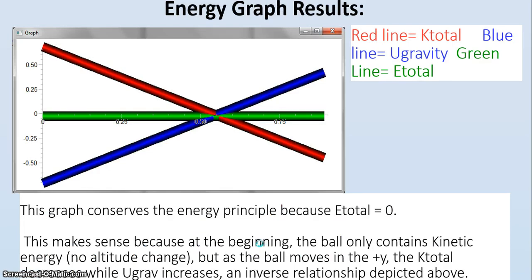And as we see, the green line is E total, and it is in fact at 0, where the red line is K total and the blue line is potential energy. So this graph does conserve the energy principle. This makes sense because at the beginning the ball only contains kinetic energy, so no altitude change. But as the ball moves in the positive y, the kinetic energy decreases while the potential increases because of the altitude change. So an inverse relationship is depicted, and this is a very ideal graph.